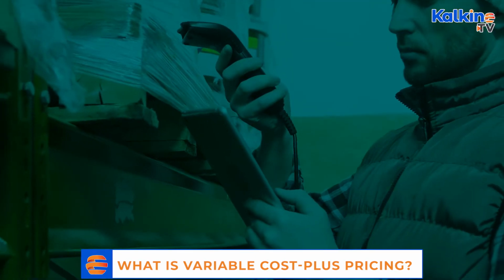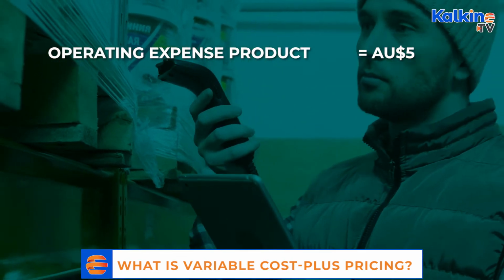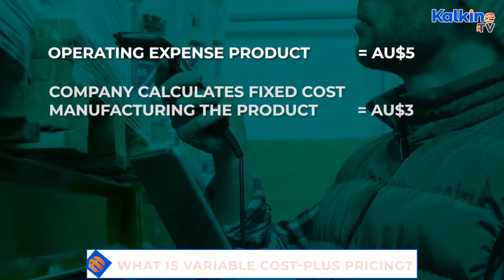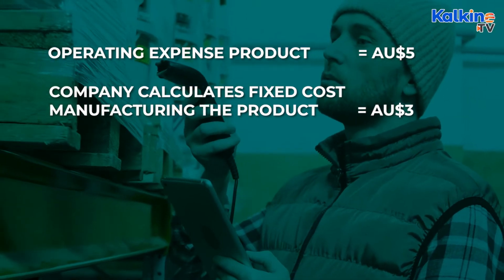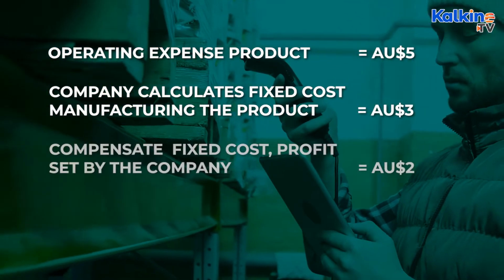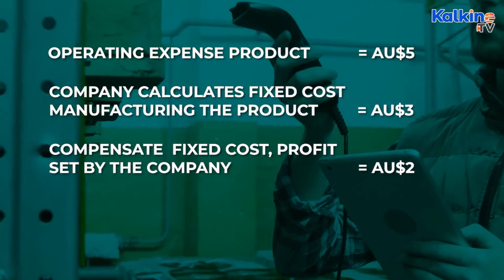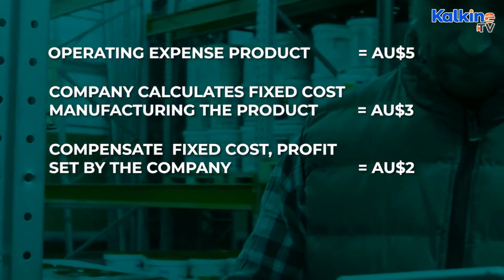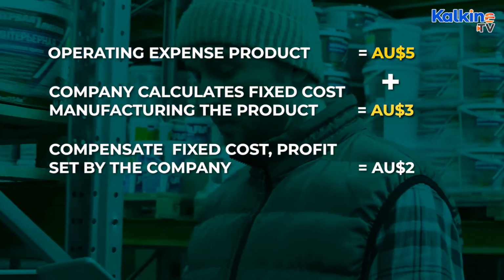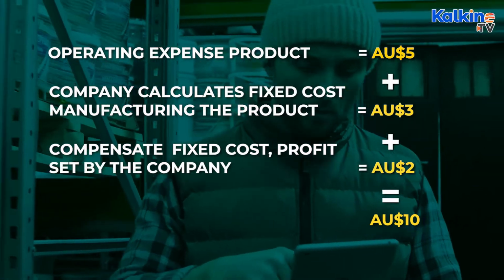Let's now take a look at an example. Let us assume that the operating expense of a particular product is $5, and now the company calculates that the fixed cost for manufacturing the product is $3. Therefore, to compensate for the fixed cost, the profit set by the company is $2. Thus, the selling price of the product is set to be 5 plus 3 plus 2, which equals $10.